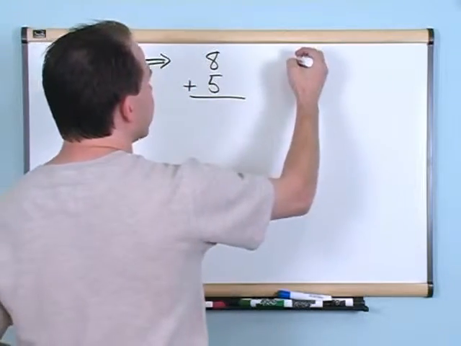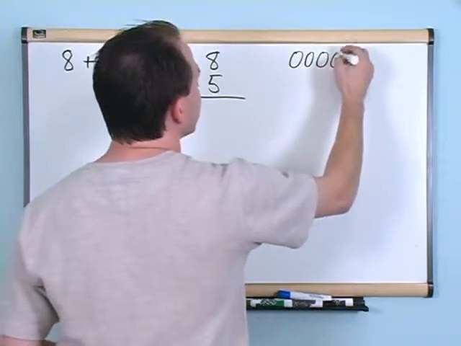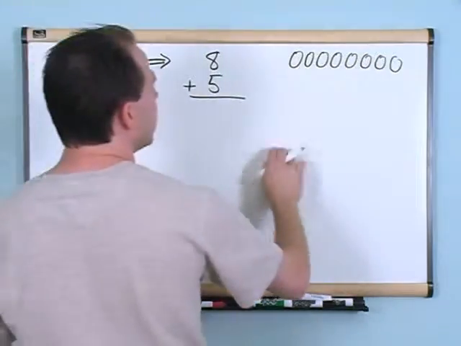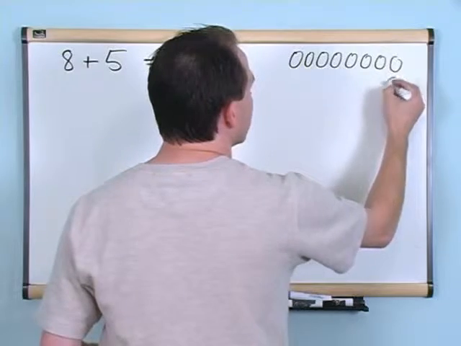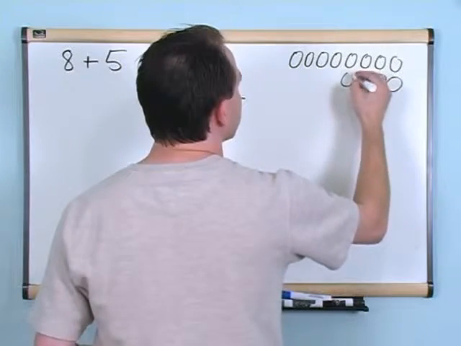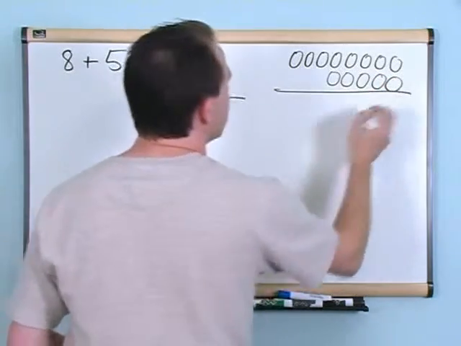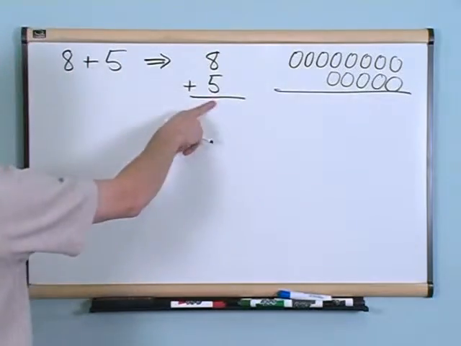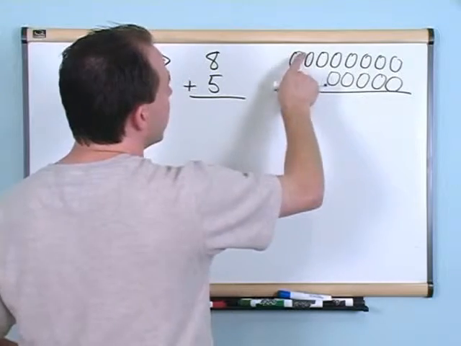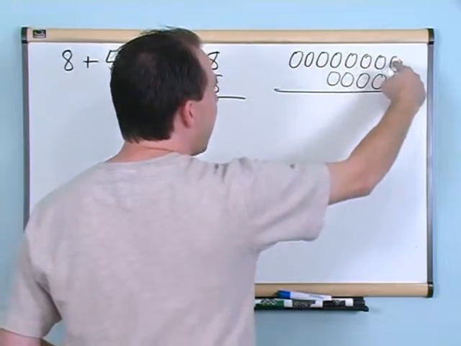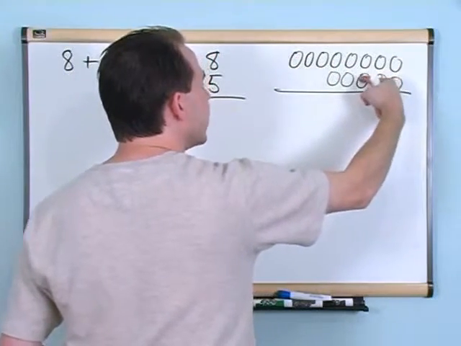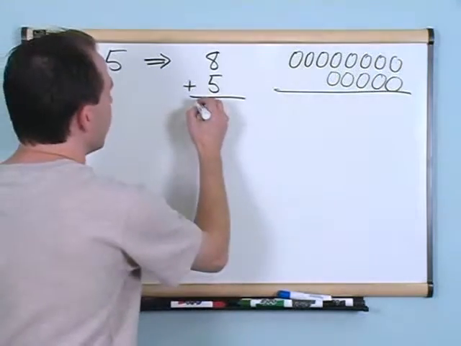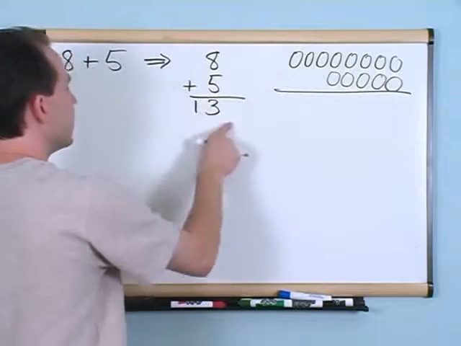Let's draw 8 balls. 1, 2, 3, 4, 5, 6, 7, 8. That's 8 balls. And on the bottom, you can have 5 more balls. 1, 2, 3, 4, 5. So you have 8 balls on the top, 5 balls on the bottom. So in order to find the answer, all you do is you just add them all up. 1, 2, 3, 4, 5, 6, 7, 8, 9, 10, 11, 12, 13. 13 balls. So I'm going to put a 1 here and a 3 here. I'm going to write 13.